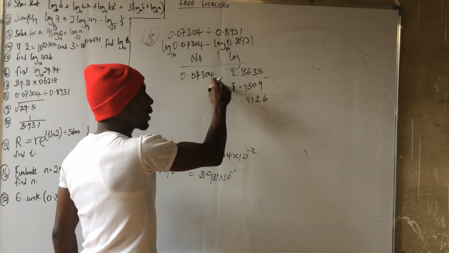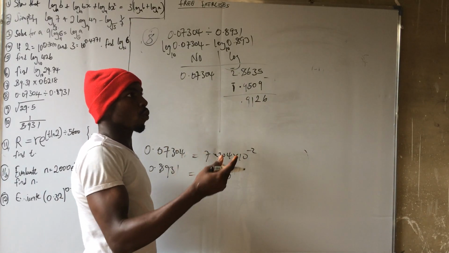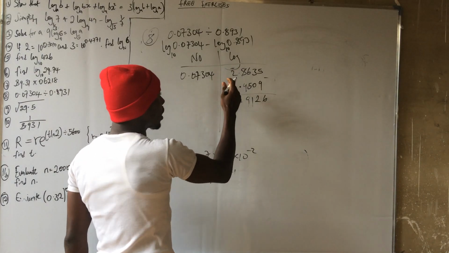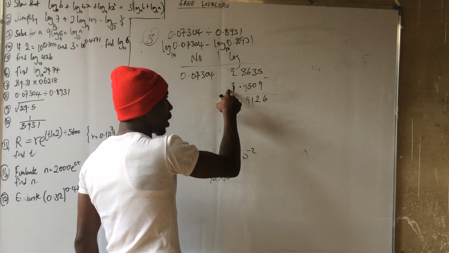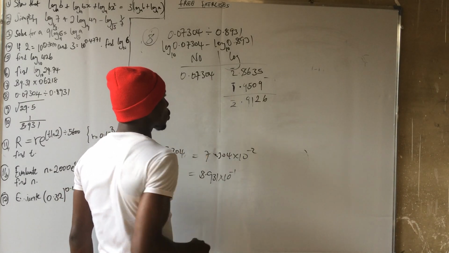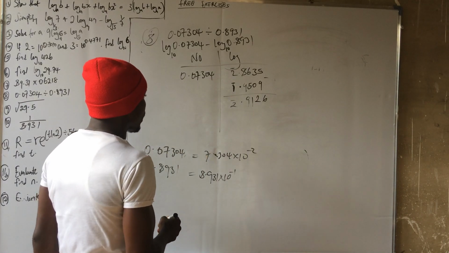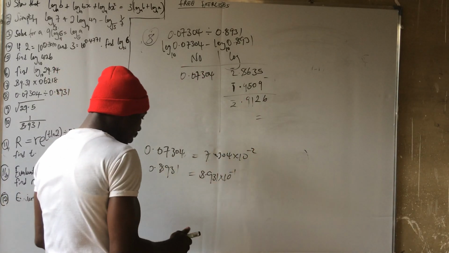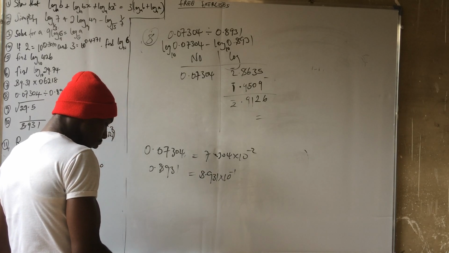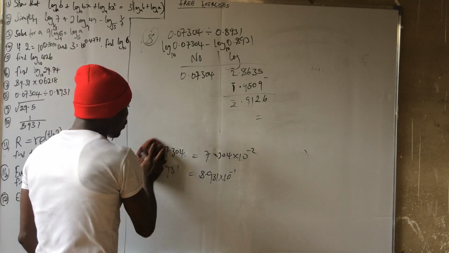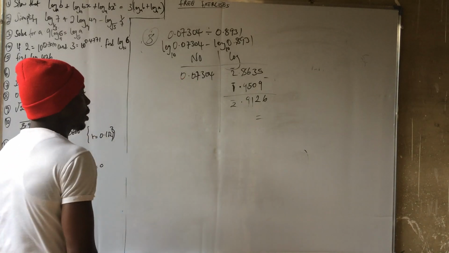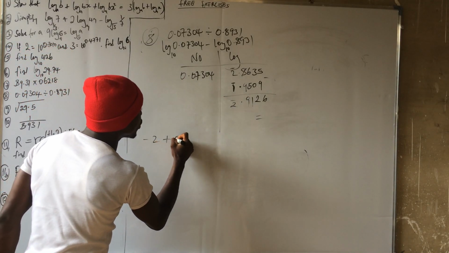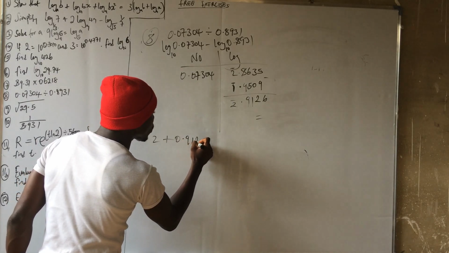So here is already negative 2. We now borrow 1 again from negative 2, meaning we have negative 3 here. Negative 3 minus 1 is going to be negative 2. So here is what we have. And there is another thing I want to say on this. Here is just like negative 2 plus 0.9126.